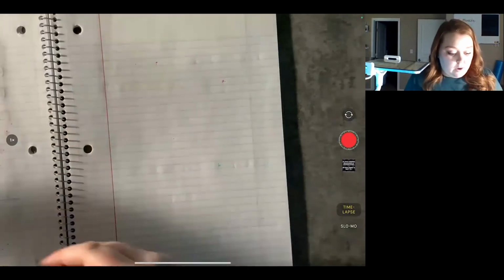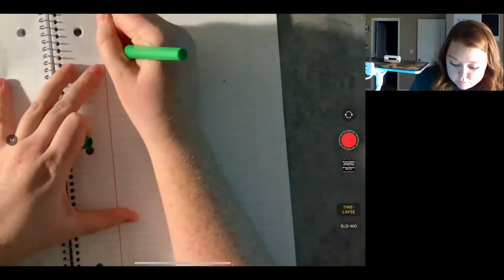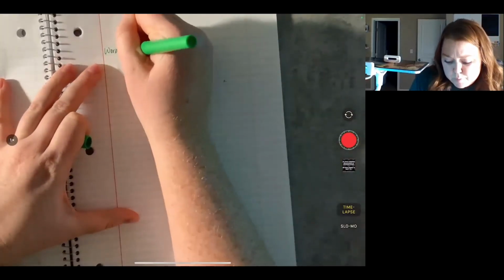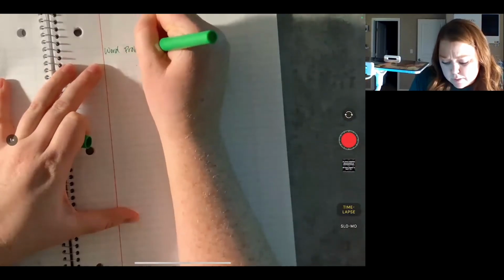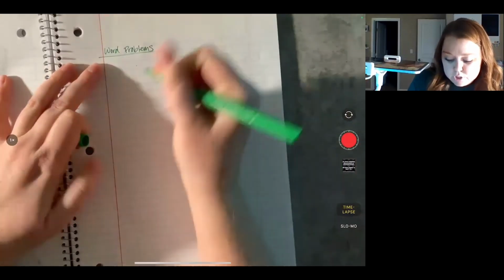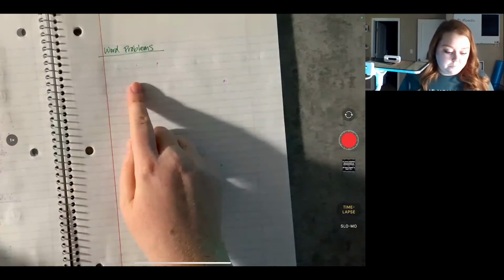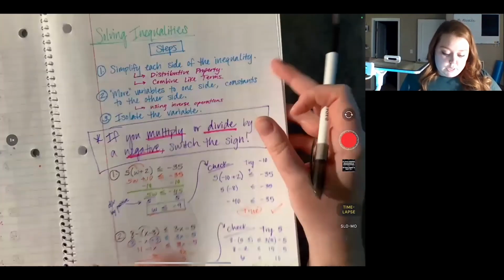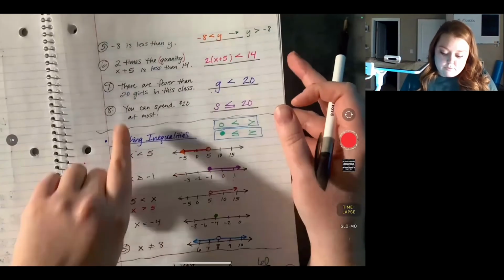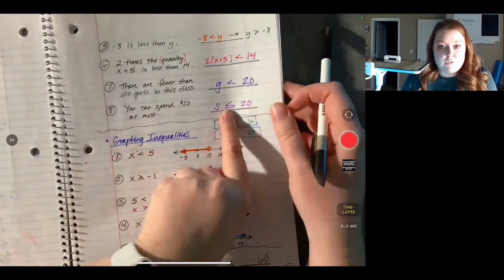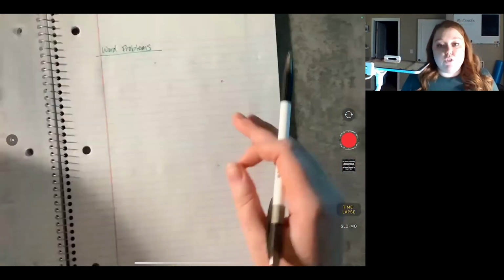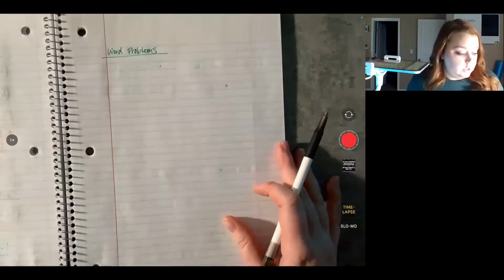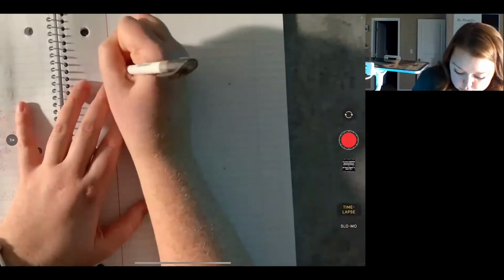Now we got to talk about a very important part of this, which is word problems. Word problems or phrases, whatever you want to call them. So we've done this before. This was in our first lesson, translating phrases like you can spend $20 at the most and writing it as an inequality. So we're going to do a couple of those because you are going to see those on your test. Here you go.